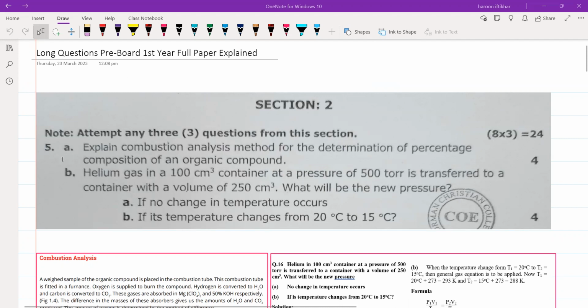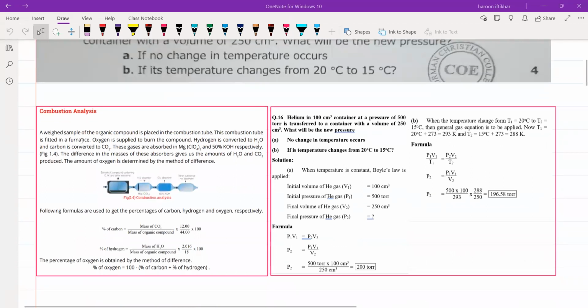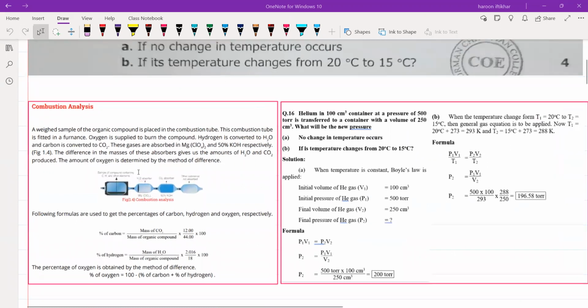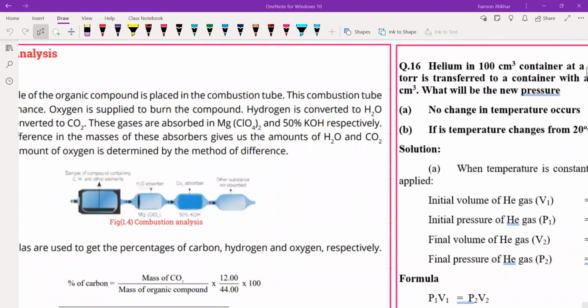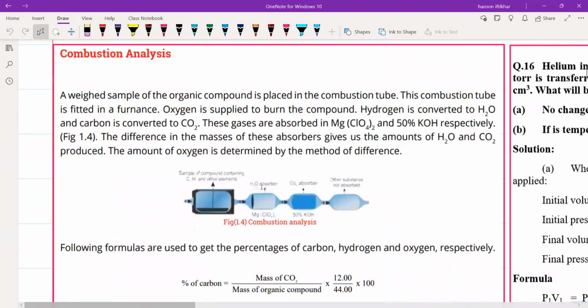Okay, question 5 is about the explanation of combustion analysis, the method for determination of percentage composition of an organic compound. In combustion analysis, we weigh the sample of organic compound. What we need to draw there is the diagram, which is mandatory. In this question, we can use our own words to explain the answer.